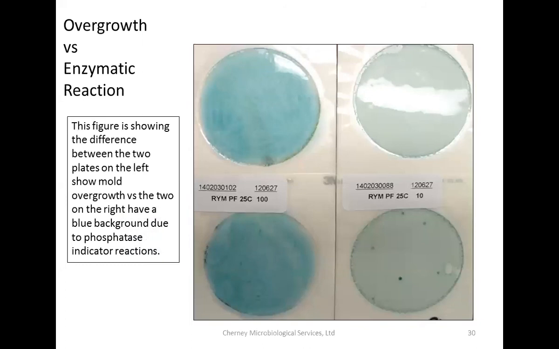This slide illustrates the difference between mold overgrowth and a phosphatase reaction. So the two plates on the left have mold overgrowth. They're very filamentous in nature. They look very much like a mold trapped underneath the Petrifilm. However, the ones on the right are just due to that phosphatase indicator reaction.